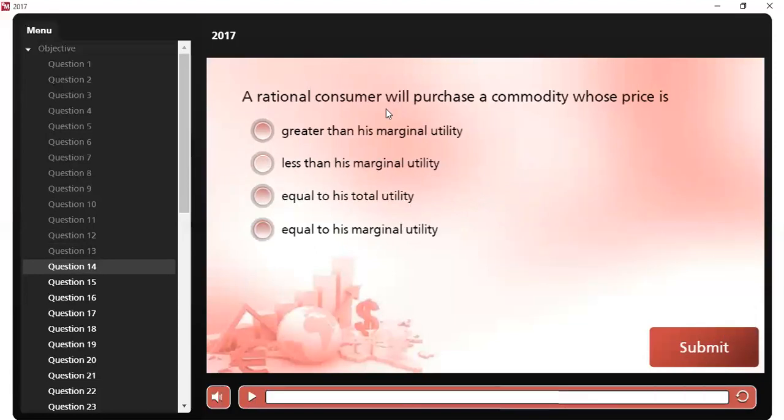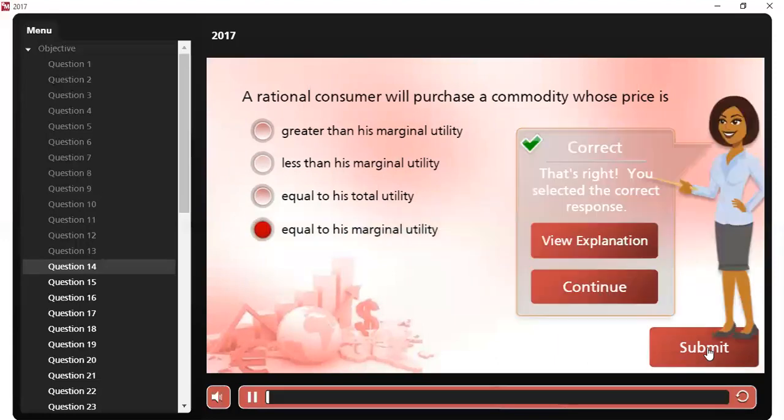A rational consumer will purchase a commodity whose price is what? A consumer's satisfaction is maximized when its marginal utility equals the price of the commodity consumed. So I'm going to pick equal to its marginal utility. That's correct. Question 15.